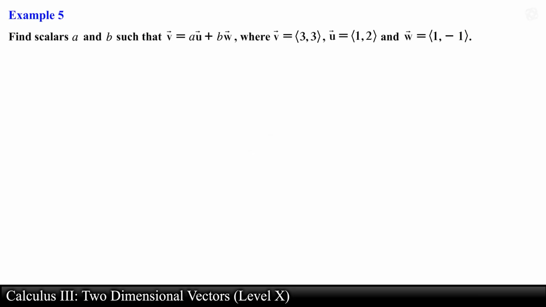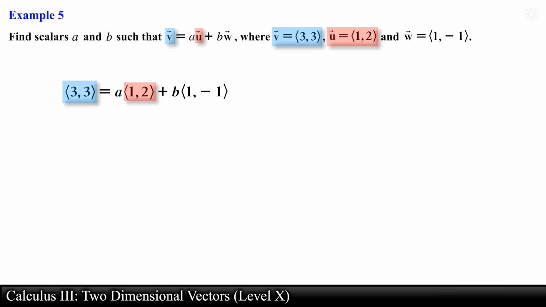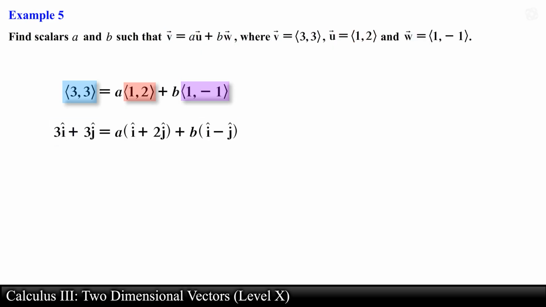Find scalars a and b such that vector v equals a times vector u plus b times vector w. The easiest way to figure out the scalars is by setting up a vector equation and separate it component-wise, and then solve the system of equations for both scalars a and b. So let's go ahead and substitute the component forms of vector v, u, and w into the given vector equation. Next, let's rewrite each vector in terms of the standard unit vectors i and j.